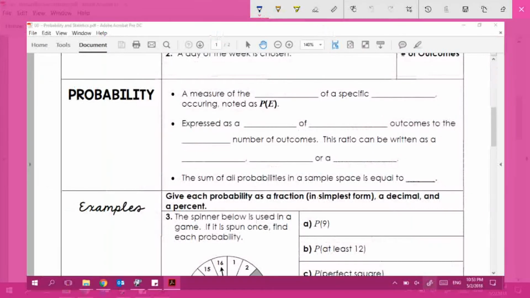All right, now we're getting into the good stuff. Probability. The probability is a measure of the chance of a specific event occurring, and you notate it as P of E. That's how you read it, P of E. Probability of event. All right, so this is always expressed as a ratio of favorable outcomes to the total number of outcomes.